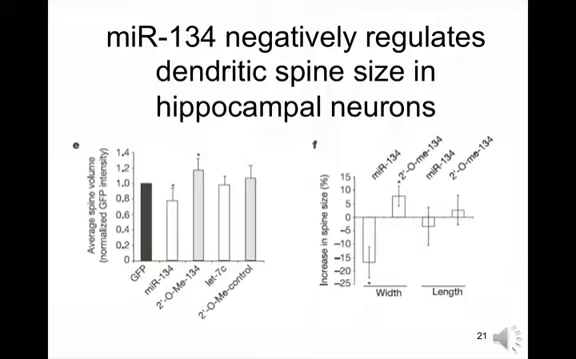In panel F, shown on the right, they're now just demonstrating, is it the width or the length that tends to change in terms of spine size, and they indicate that it appears to be the width that changes based on MIR134 presence, and not the length.